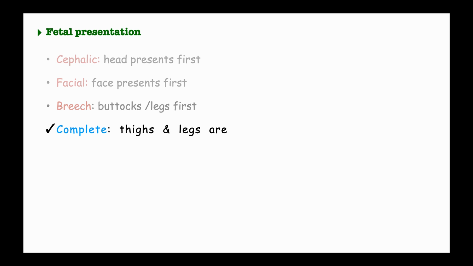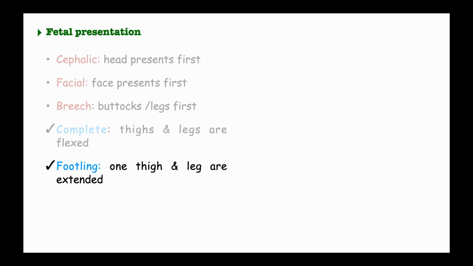We have the complete breech, in which the thighs and the legs are flexed. I'll show you pictures very soon. Then we have footling breech, in which one thigh and leg are extended. Then we have what we call the frank breech, in which the thighs and the legs are all extended.